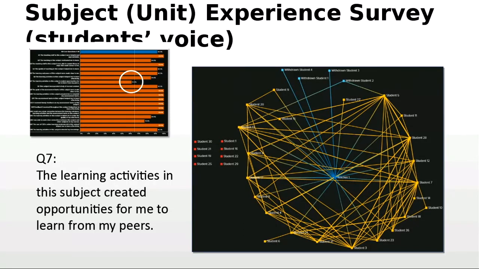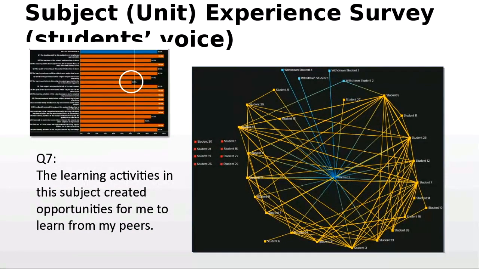And this question with below 65% outcome was: the learning activities in this subject created opportunities for me to learn from my peers. So the students answered this question. One way to investigate potential causes why this was rated quite low is to use this social network analysis diagram, as question 7 particularly focuses on the interaction between students.